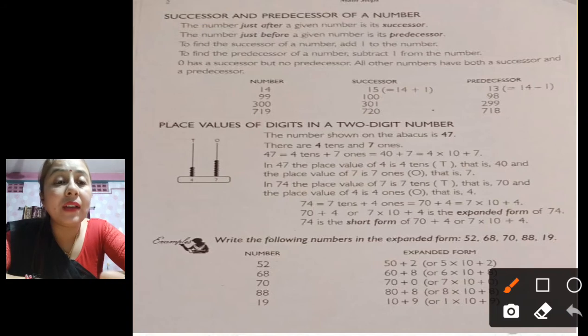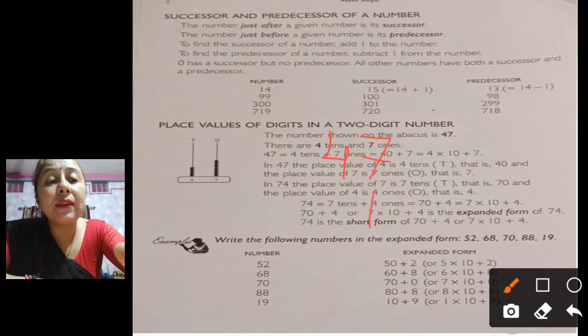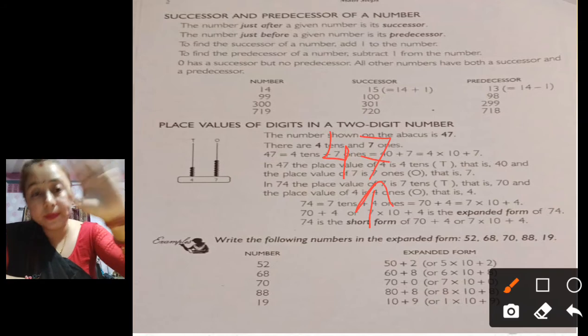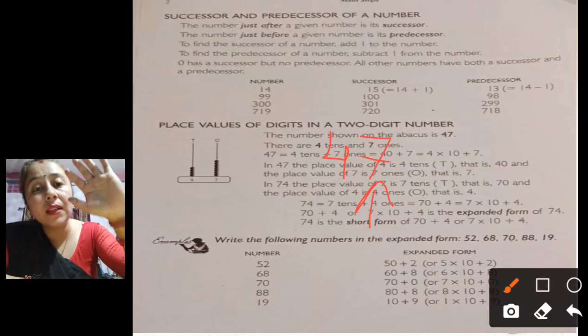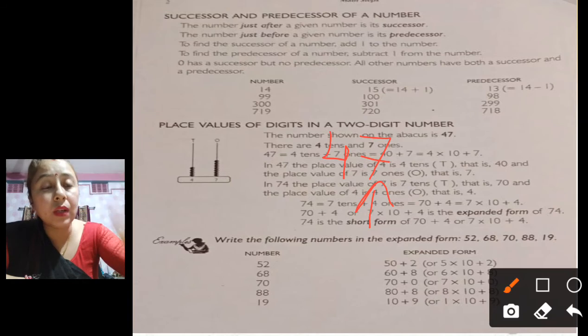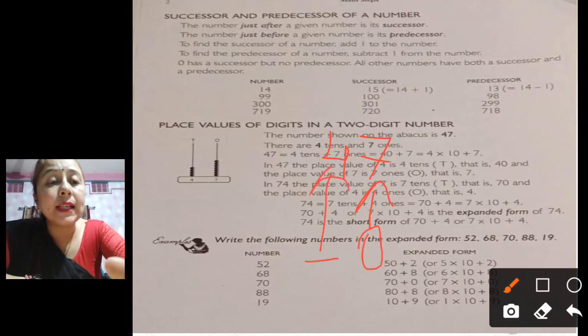Place value and face value, I have already told you that if a number like 47 is given, we will always see from the right side. You can raise your right hand. You will always start the number from the right hand. So 7 is in ones position and 4 is in tens position. In this way you will find place value and face value.